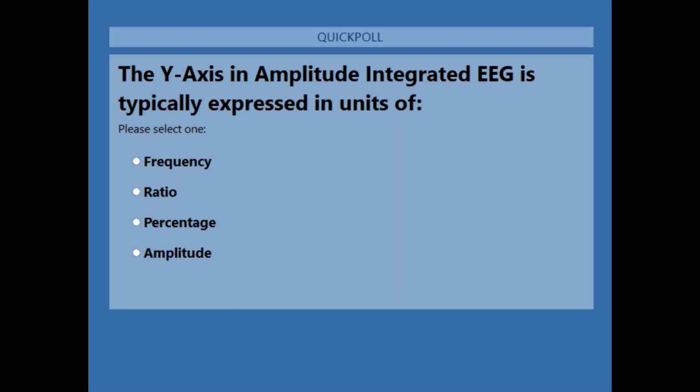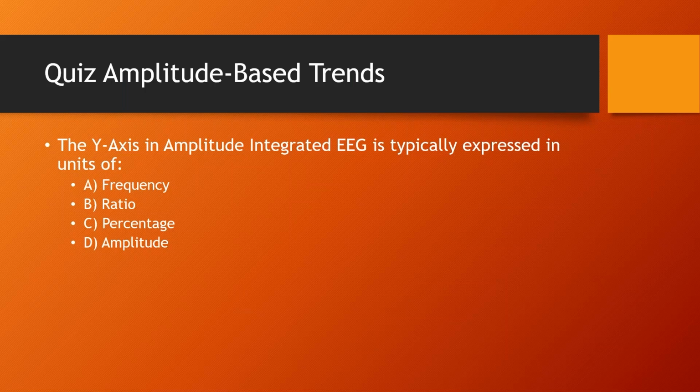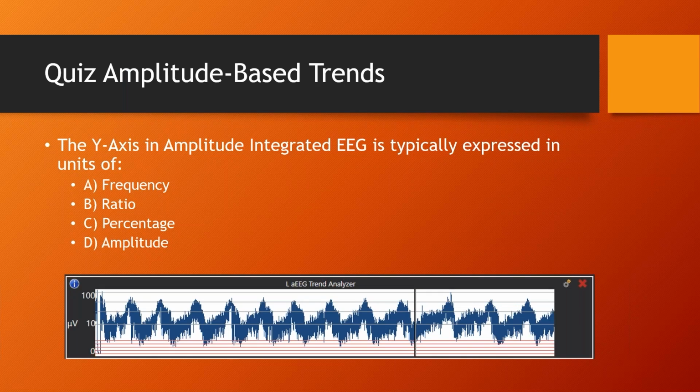Amplitude integrated EEG is expressed in units of, actually, really the units should be microvolts, but that is a measure of amplitude. So shame on me for a bad question, but it should be microvolts or amplitude. Okay, Laura, if you can close that. All right, so you see on the left-hand side, again, your semi-logarithmic scale from 0 to 100, showing the amplitude.